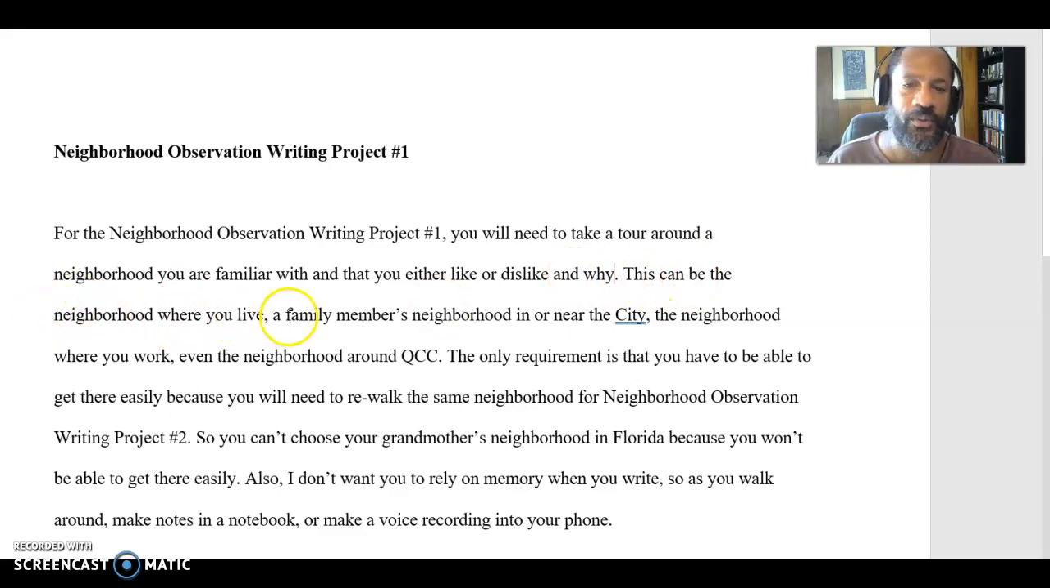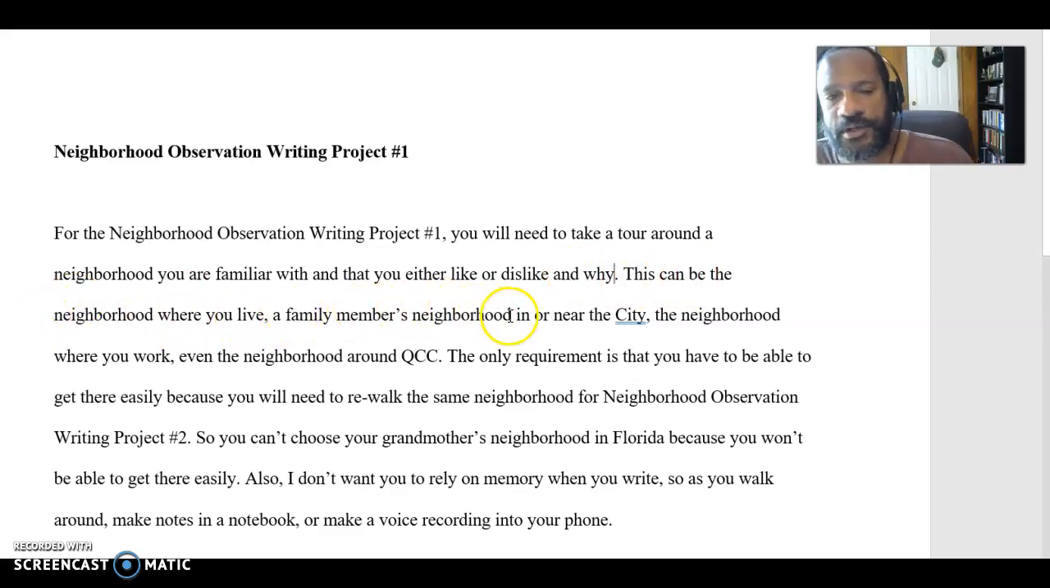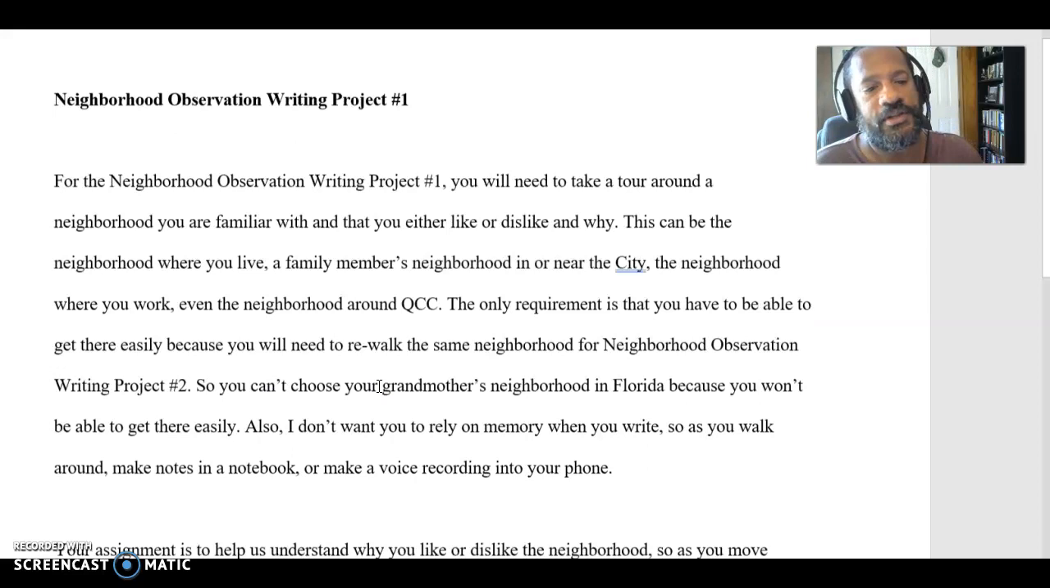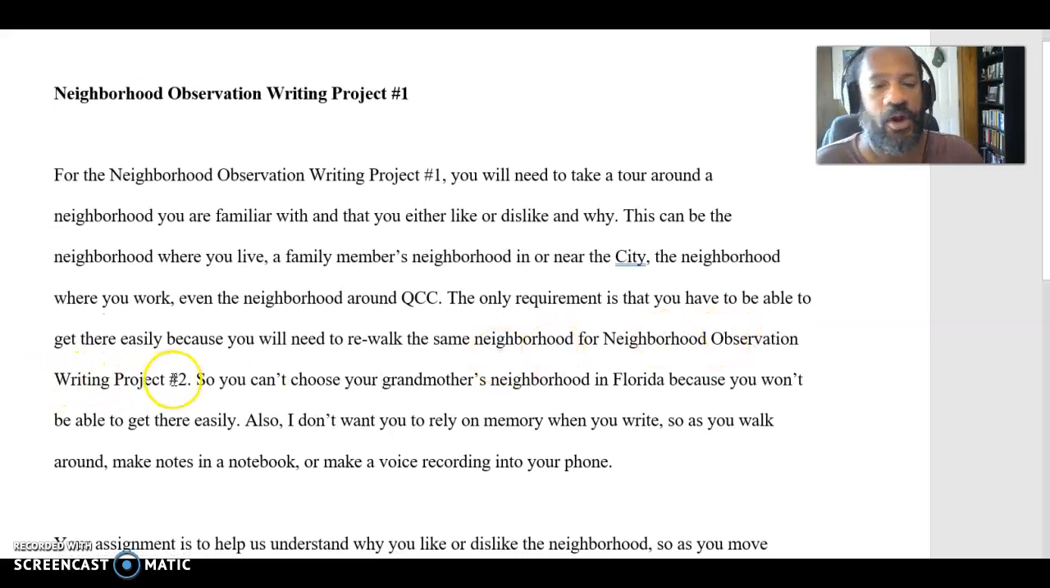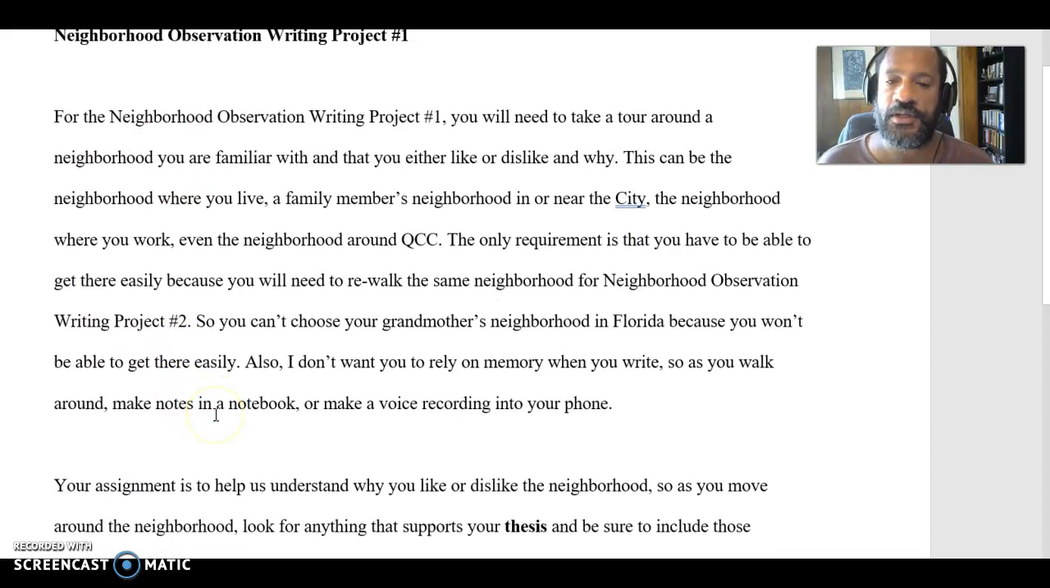This can be the neighborhood where you live, a family member's neighborhood in or near the city, the neighborhood where you work, and even the neighborhood around QCC. So any neighborhood is fine. The only requirement is that you have to be able to get there easily because you will need to rewalk the same neighborhood for neighborhood observation writing project number two. So you can't choose your grandmother's neighborhood in Florida, because you won't be able to get there easily. Choose a place that you can get to easily in and around where you live or work or go to school here at QCC.